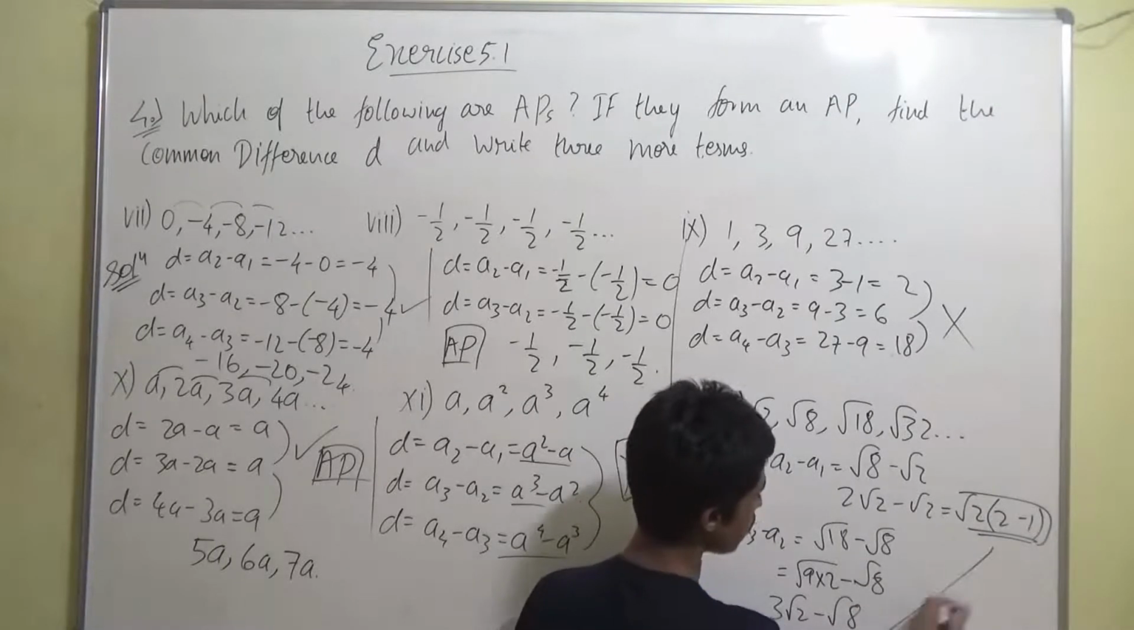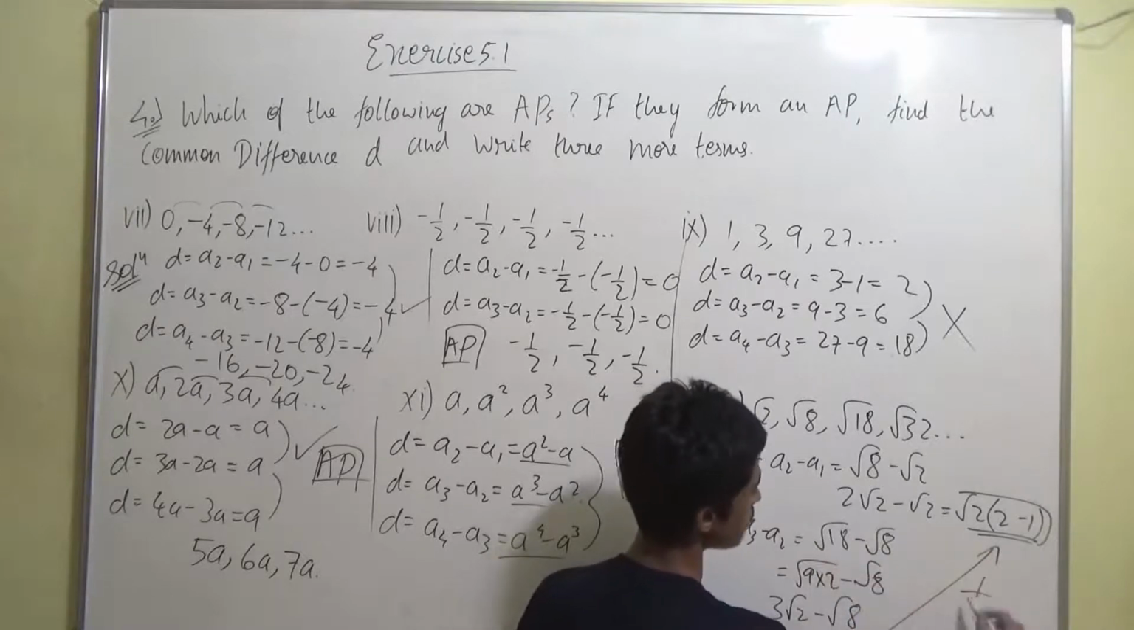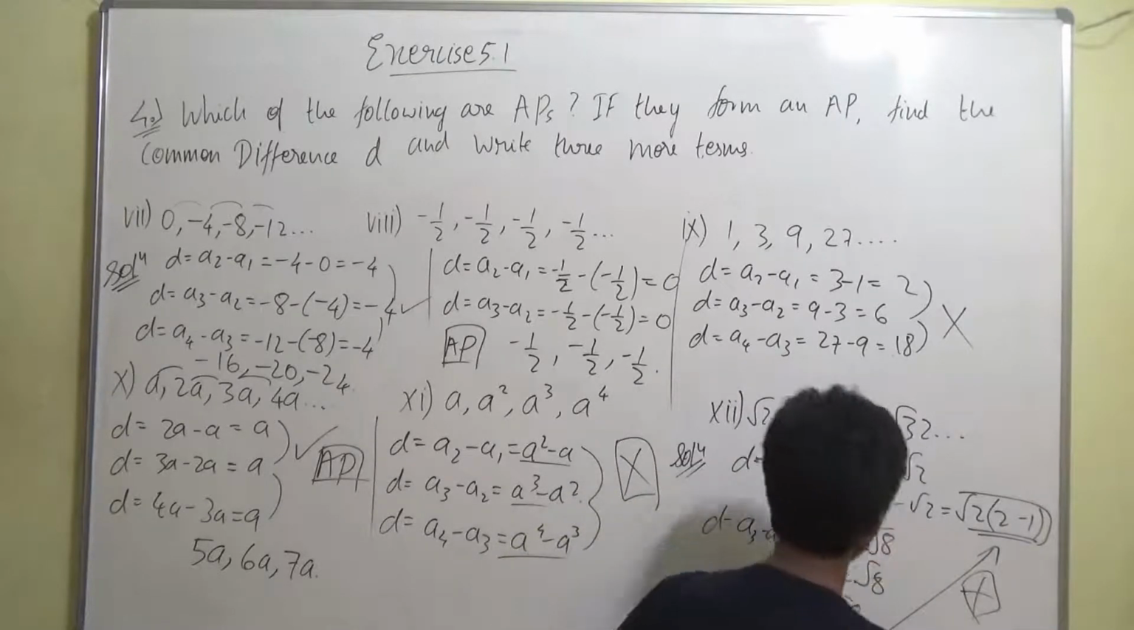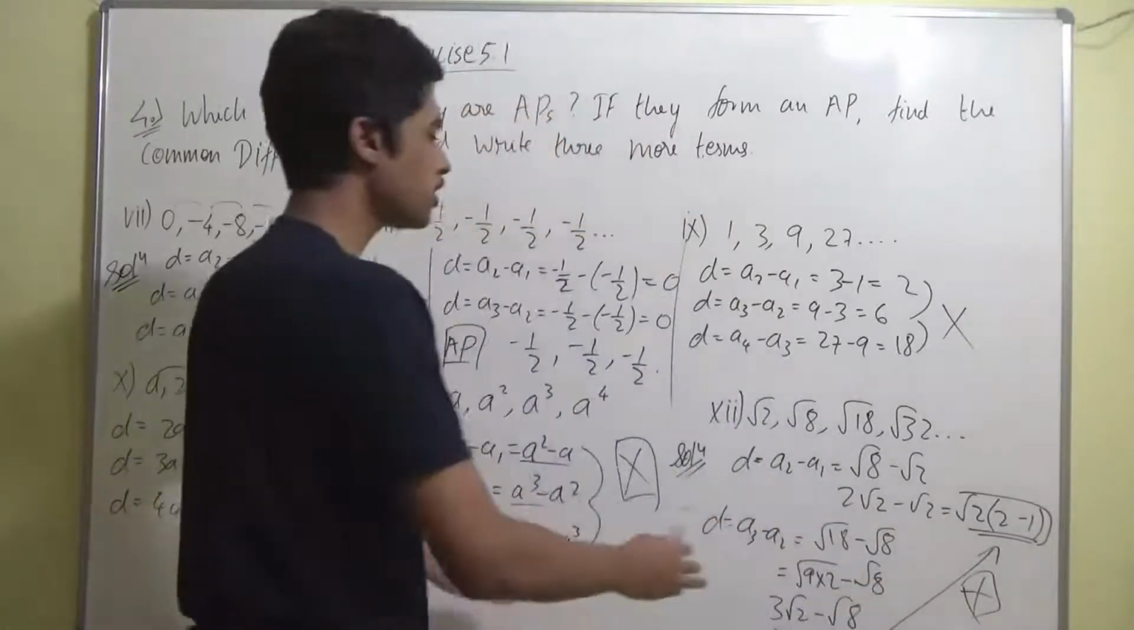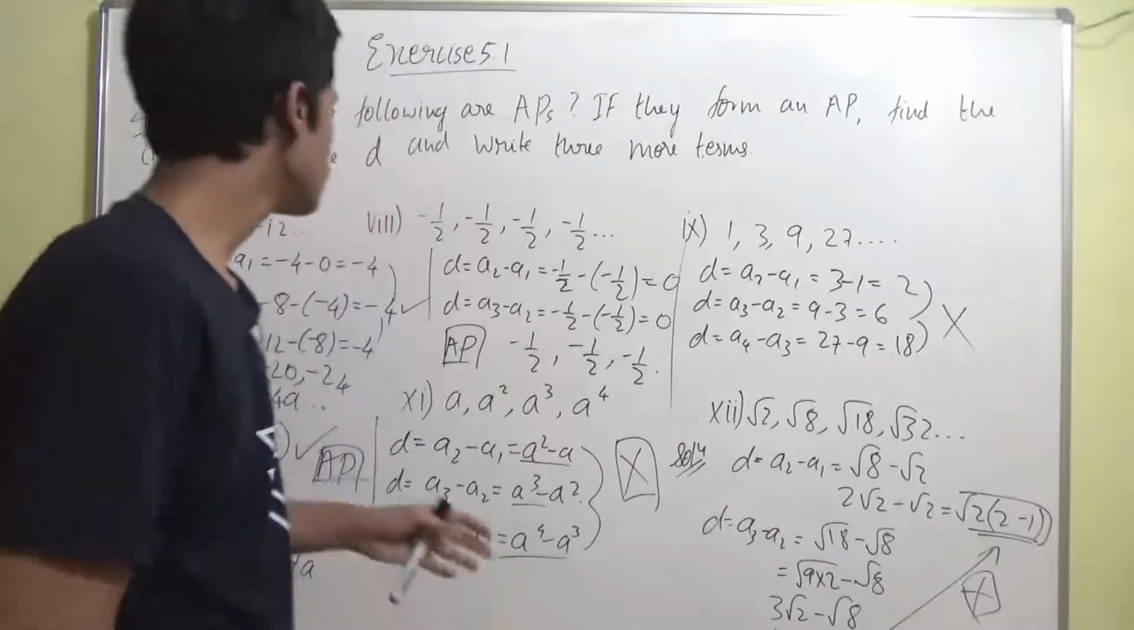If you see, these two are not the same, right? Getting it? These two are not the same. The difference is not coming same throughout the terms, which means it's not an AP guys. Right? So since it's not an AP, there's no need to find the next 3 terms. That's it guys. Now you can take the screenshot.